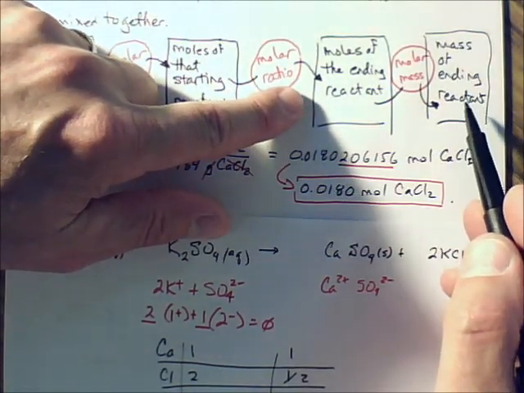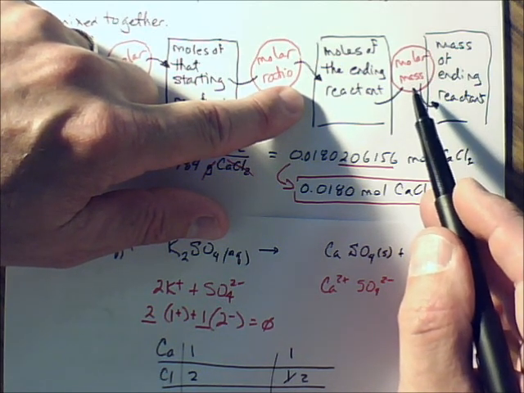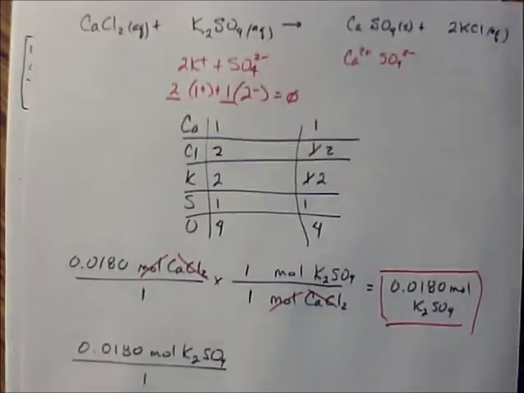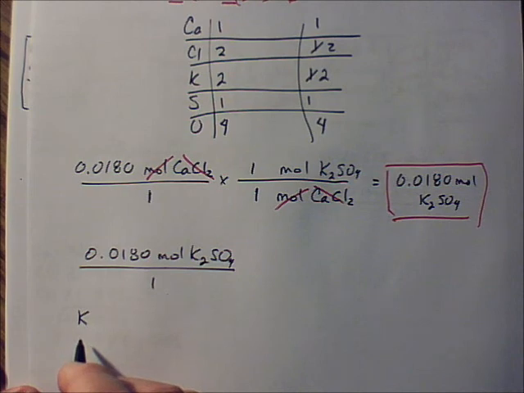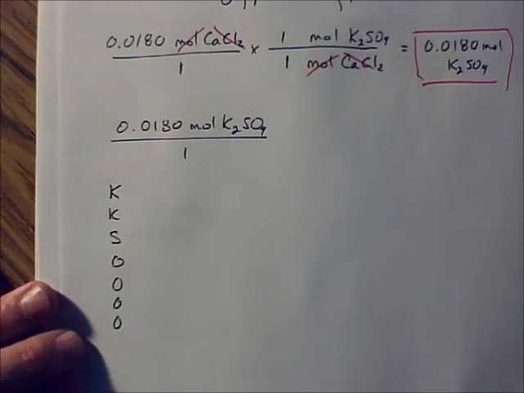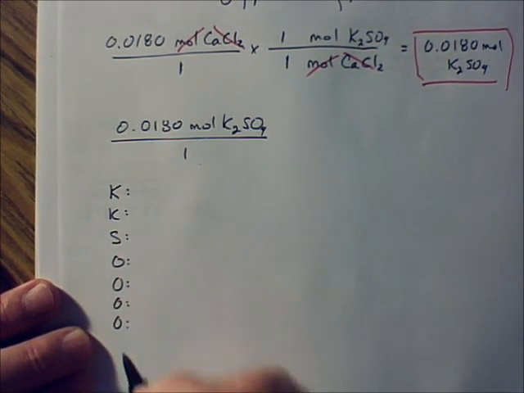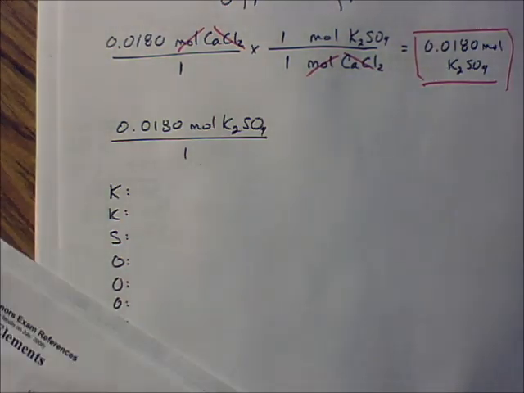If I'm going to go from moles of this stuff to the ending mass, what do I have to get there? Molar mass. I need not only grams, but I need moles too. I need an equality statement that allows me to convert from moles to mass. So we need 2 potassiums. The formula has 2 potassiums. We need 1 sulfur and 4 oxygens. All right, so potassium, 39.0983.